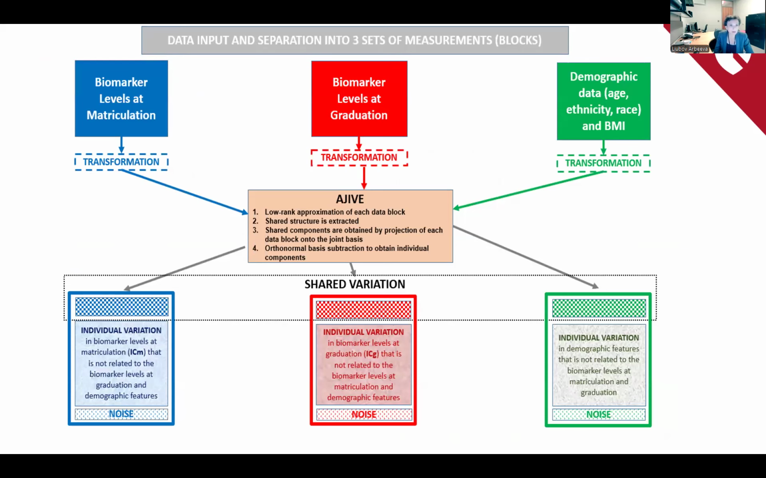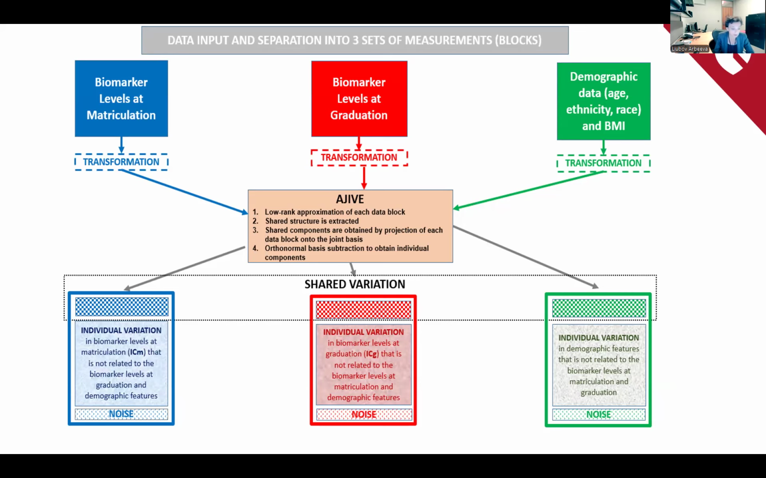Now I will spend some time on the AJIVE basics. All biomarker and demographic data were divided into 3 sets of measurements, and we call them blocks. The first block was biomarker levels at matriculation. This is the blue block. The second one was biomarker levels at graduation. And finally, the green block is demographic, like ethnicity, race, age, smoking status, and BMI.